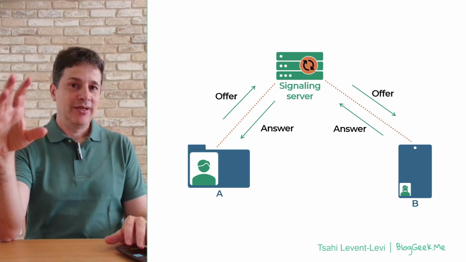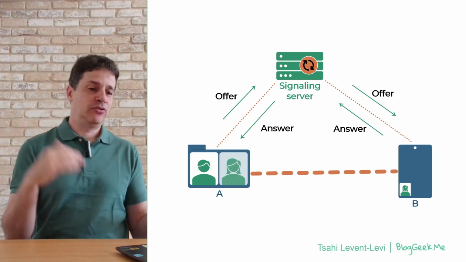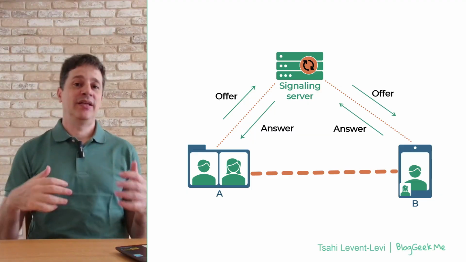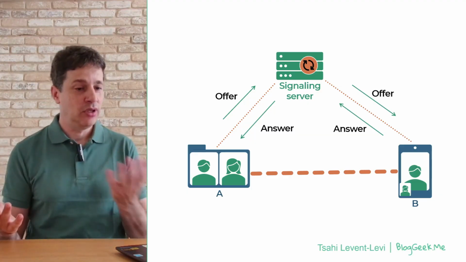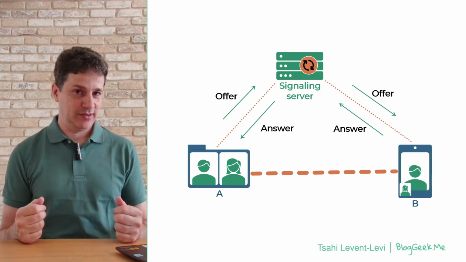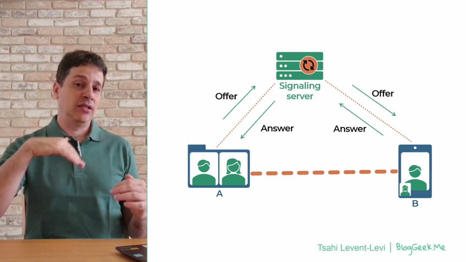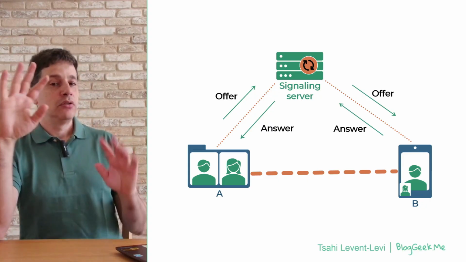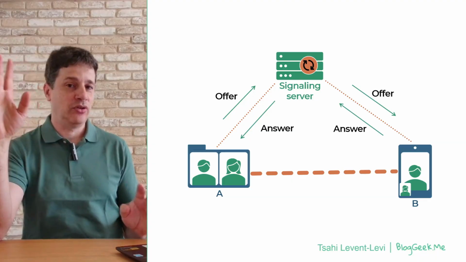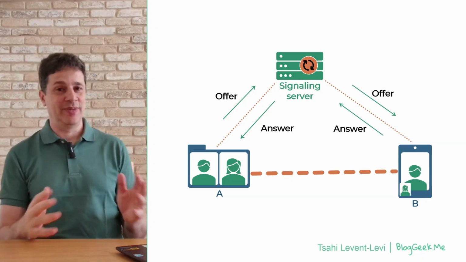And that magic is sending media directly from A to B and from B to A, having an actual voice or video call between these two participants. And this is done peer-to-peer. The actual media is sent directly from one user to another, not going through the signaling server at all or through any other server for that matter.